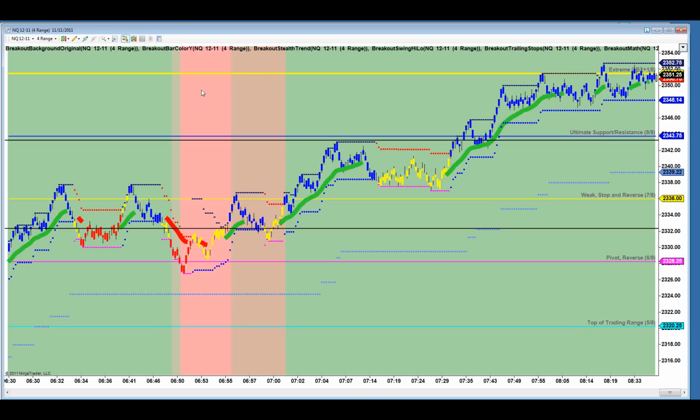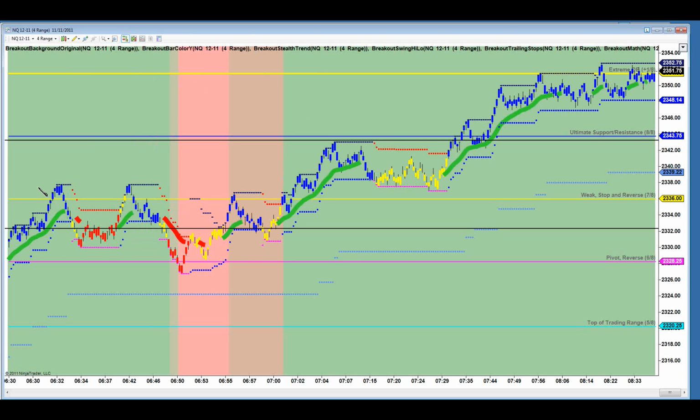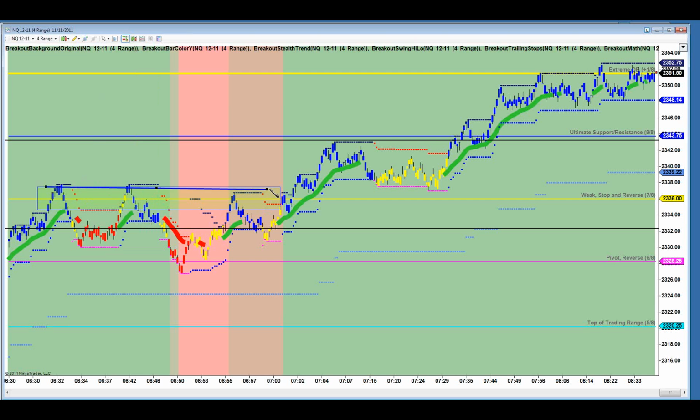Let me illustrate it this way. Can you see right here? This area around this pivot was very strong resistance all morning long, right in here. See it? Right above the pivot. Hitting its head, hitting its head, hitting its head. Can't get through it. Boom, boom, boom. Now look at what it does here right around 7 o'clock.